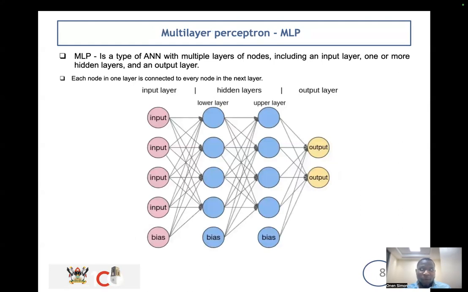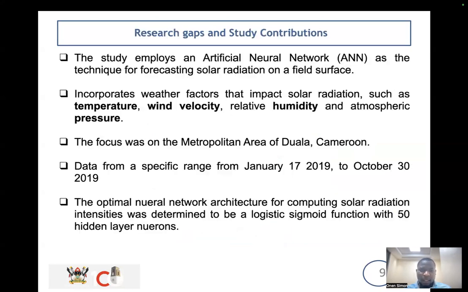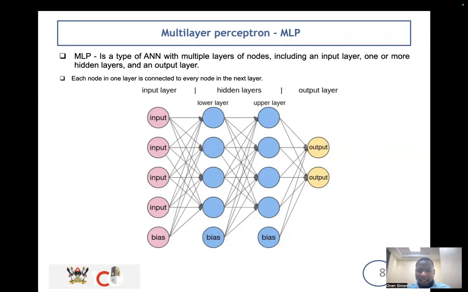Now, when we go into detail to look at the multilayer perceptron, it has multiple layers of nodes, including an input layer and one or more hidden layers. The point here is that any single input must communicate to each of the neurons in the other layers, as you can see. Also within the hidden layers, each neuron is communicating to each neuron within the next layer.